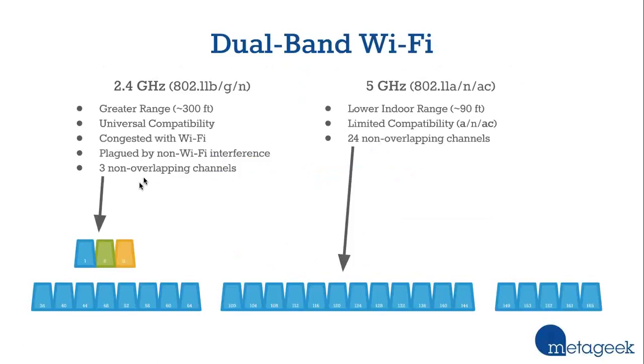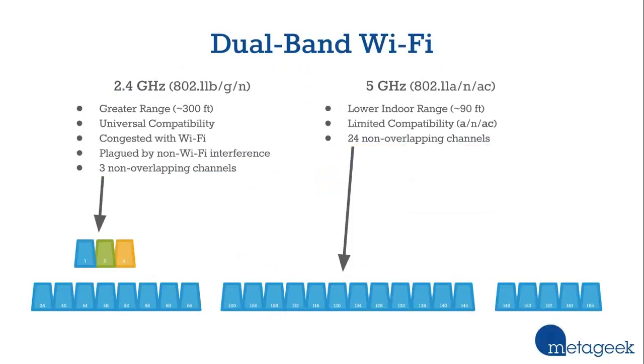But the big thing that I want you to understand about the differences between the 2.4 and the 5 gigahertz frequency bands is that in 2.4 we only have 3 non-overlapping channels to work with, whereas in the 5 gigahertz band, we have 24 non-overlapping channels to work with. On each channel, we can only have one device talking at a time, and the result of that is that each channel has a limited amount of throughput, a limited amount of capacity per channel.